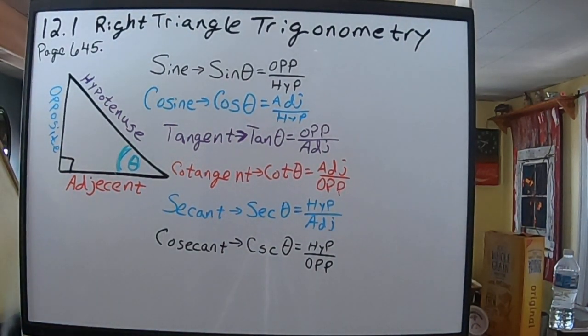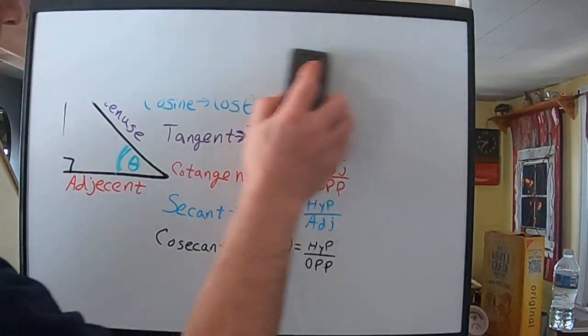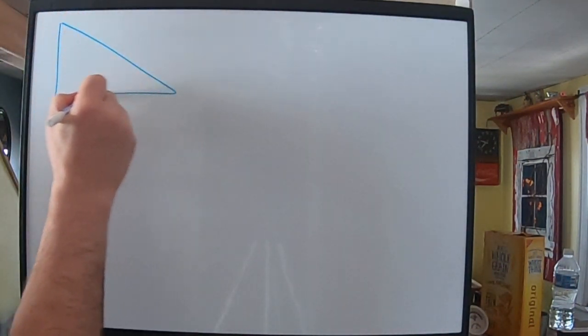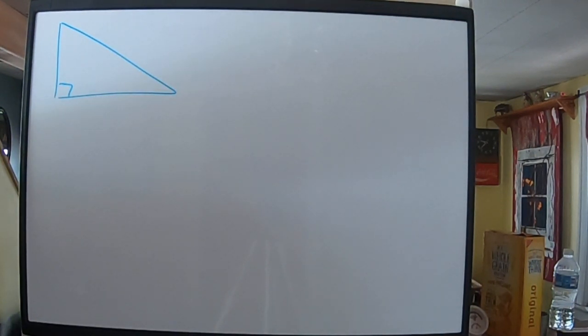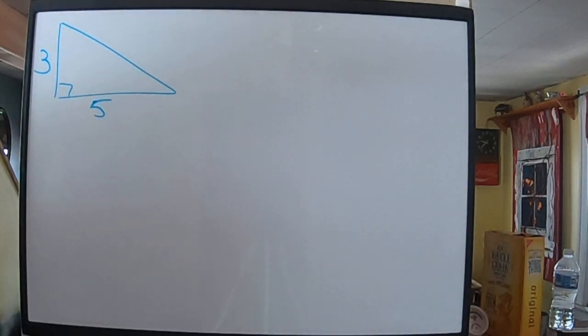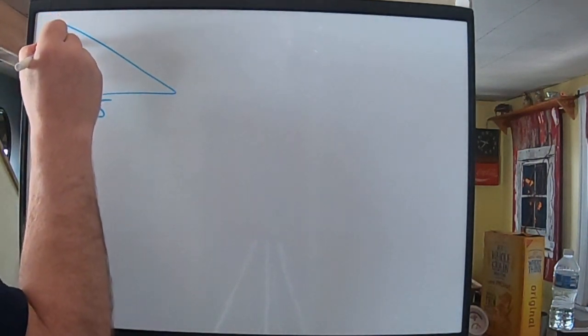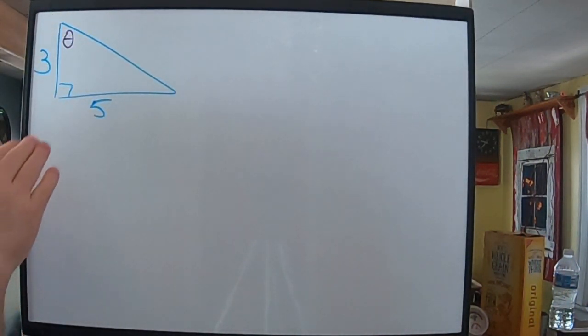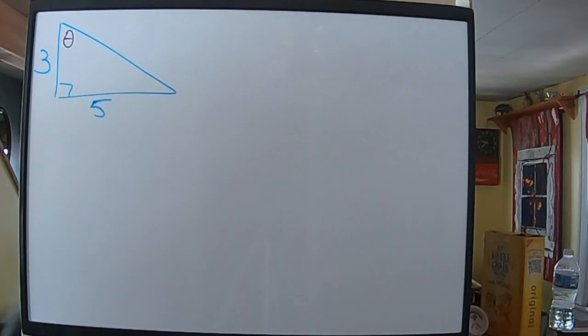Now I'm going to need to erase this so I can give you an example, so we have enough room to write the example out. All right, our example for this one is going to be a triangle where I've got sides 3 and 5. I'm not given the third side. Theta is here. So when we go to find this stuff, I first need to find my hypotenuse.